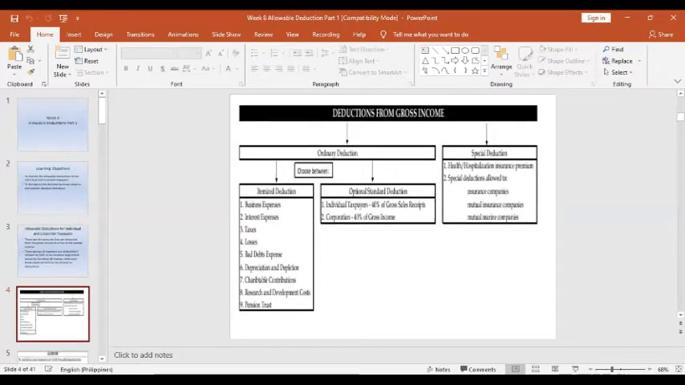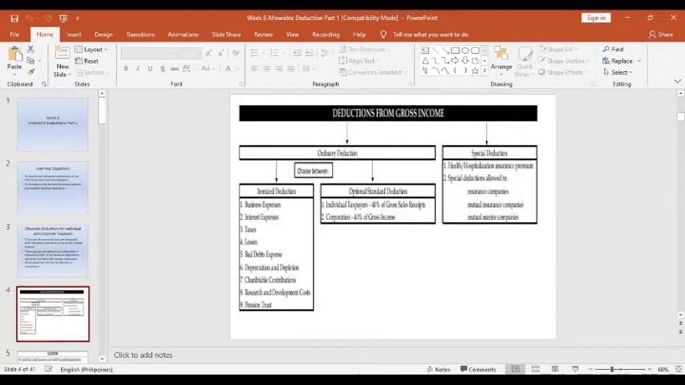If the taxpayer chooses the optional standard deduction, then they will only compute 40% of gross income for the corporation or 40% of the gross sales or receipts of the individual taxpayers. If the taxpayer chooses the itemized deductions, these are the list of the deductions that can be specified in the computation of net taxable income. And what are those itemized deductions? Business expenses, interest expenses, taxes, losses, bad debts expense, depreciation and depletion, charitable contributions, research and development costs, and even the pension trust.